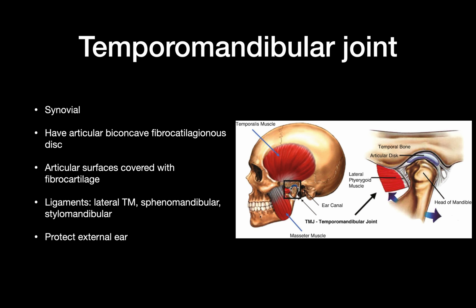So the temporomandibular joint is synovial. It has an articular biconcave fibrocartilaginous disc in between. Here you go. Unlike the other articular surfaces, this is covered with fibrocartilage, not hyaline cartilage. And the ligaments are the lateral temporomandibular ligament, the sphenomandibular, and the stylomandibular ligaments. Those all play a role in stabilizing the jaw and protecting the external ear.